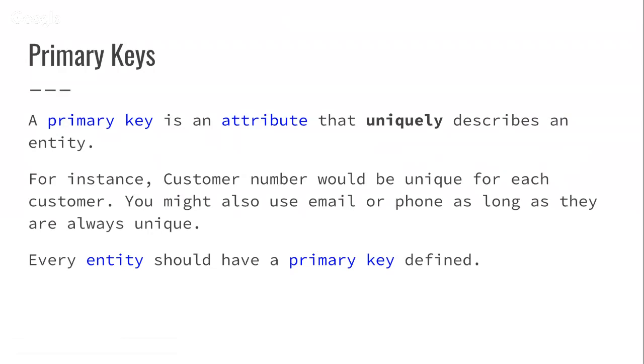A primary key is an attribute that uniquely describes an entity. Now, it doesn't actually have to have much descriptive power. A customer number, you give them a number. Student ID, it's a number uniquely assigned to one student. Every entity should have a primary key. It's not an absolute rule, but it's best design. Every entity should have a primary key.